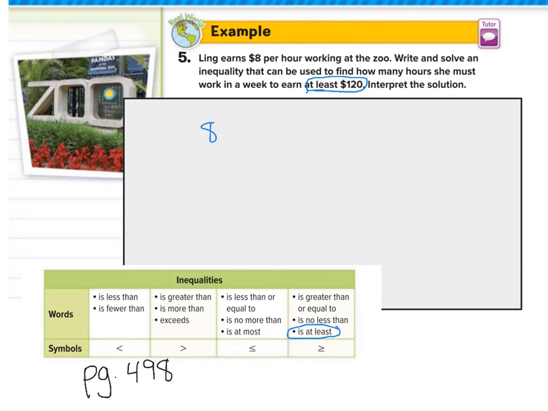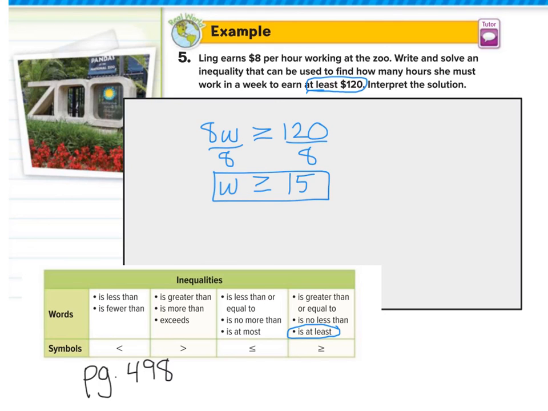So 8w is greater than or equal to 120. So now I'm going to solve for w, the number of hours, by dividing both sides by 8 to get w by itself. 8w divided by 8 is just w, is greater than or equal to 120 divided by 8. So I know 120 divided by 4 is 30. So 120 divided by 8 has got to be 15.